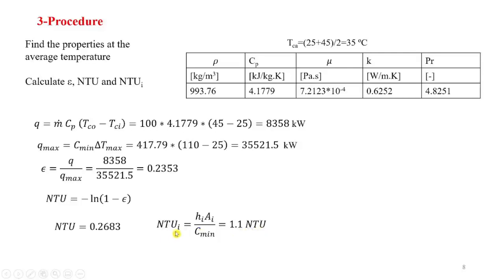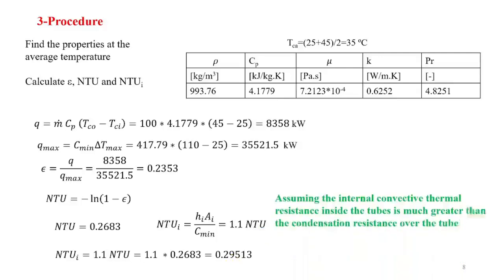Of course, the number of transfer units for the flow inside the tube is equal to the heat transfer coefficient for the flow inside the tube times the heat transfer area, divided by C minimum. From this we can find the number of transfer units for the flow inside the tube: 1.1 multiplied by NTU for the whole heat exchanger, so we will get 0.29513 for the number of transfer units for the flow inside the tube.